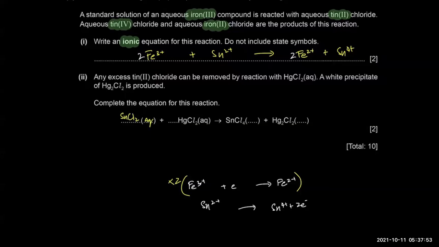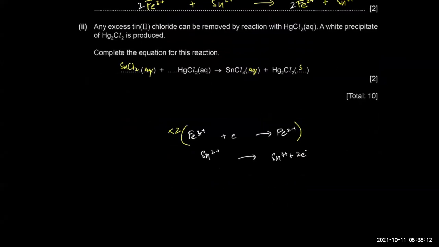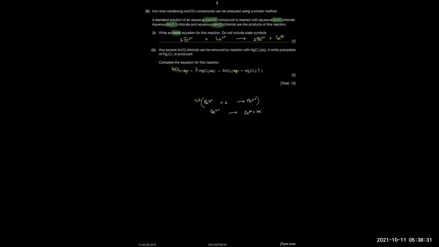Okay. And now we know that tin 4 chloride is also aqueous, right? They're saying a precipitate of Hg2Cl2 is produced. So that must be solid. Okay. Now, how many tins do I need for every mercury? Well, they've already balanced this for us. We need one of these, and if we have two of these mercuries here, we're gonna need 2 HgCl2. Right? Because इन्होंने हमें पहले से balance करके दिया हुआ है ये part. So we have 2 mercuries here, and we have 1 tin on both sides. All right. So that's the answer.